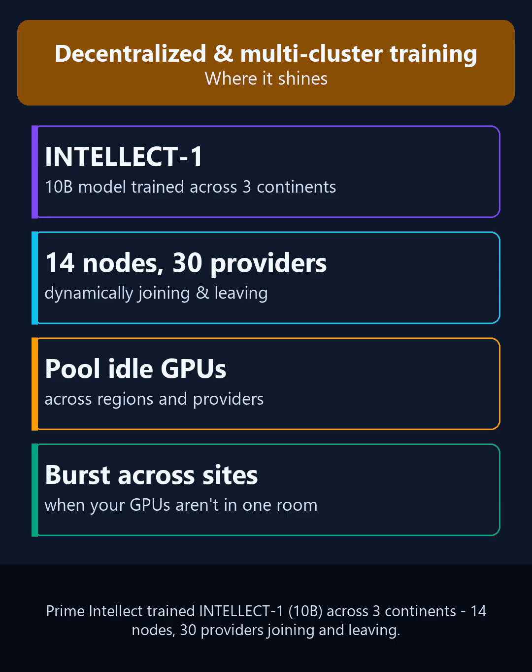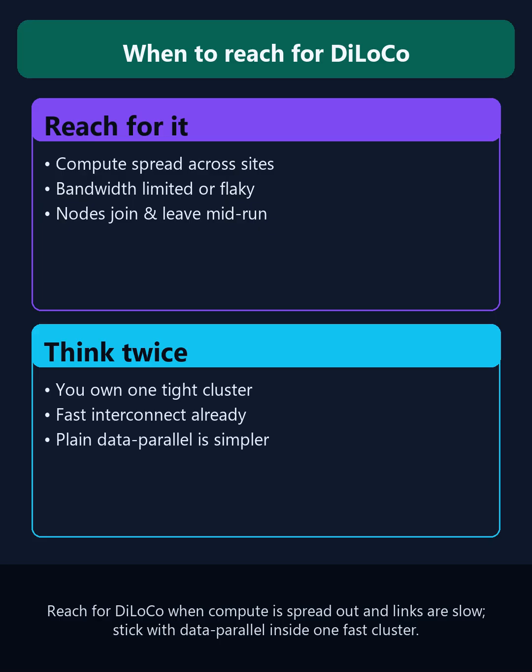Where does this shine? Decentralized and multi-cluster training. Prime Intellect used it to train Intellect-1, a 10 billion parameter model, across 3 continents, with up to 14 nodes from 30 independent providers dynamically joining and leaving, while holding compute utilization in the 80s to mid-90s. It also suits pooling idle GPUs, bursting across regions, and any setup where your accelerators are simply not in one room.